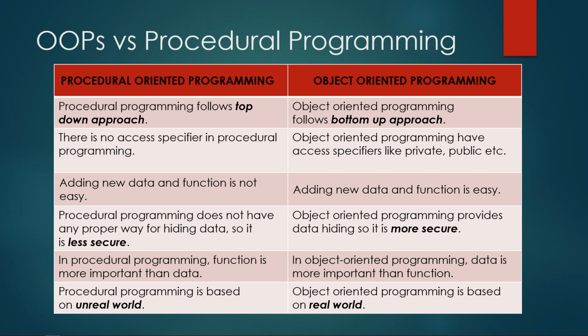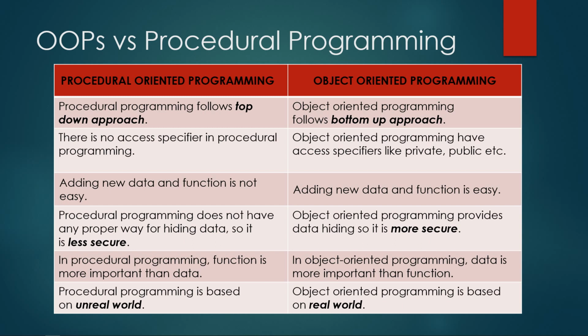So now let's get back to what we were discussing. The second point is that in procedural programming, you do not find any access specifiers, whereas in object-oriented programming, we have access specifiers such as private and public. The third point is that adding new data and functions in procedural programming is much more difficult than in object-oriented programming.